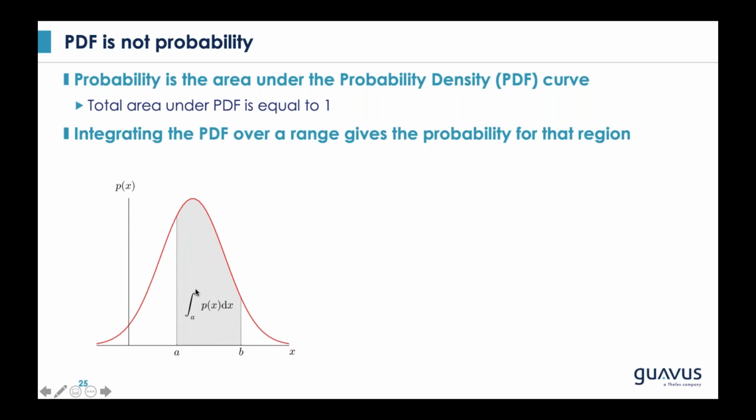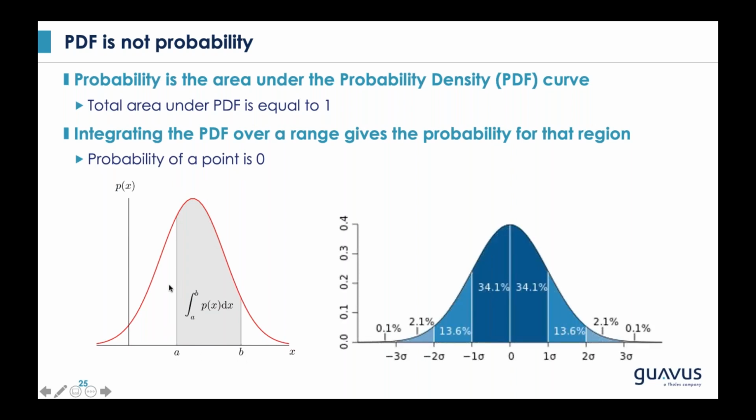Like in this diagram, the integration from A to B gives me the probability of the value between A and B. In general, the probability of a point is 0 because, if you reduce this width so that B equals A, the width is 0. So the area of this rectangle would be 0. We can't find the probability of a point, and that's why we need to do something more.